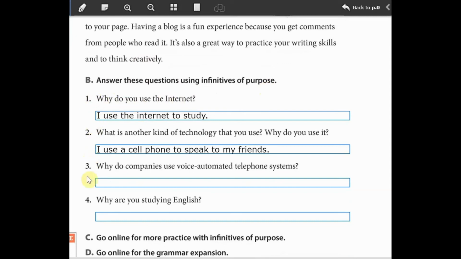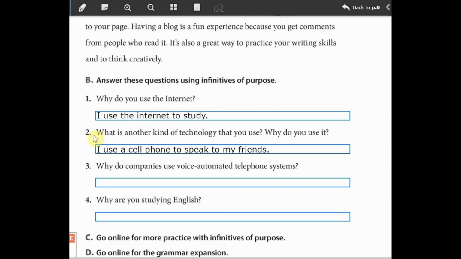1, 2, 3, 4. We have to answer these questions using infinitives of purpose. So number 1 and number 2 have been done for you. Number 1 reads, why do you use the internet? It's a question, so we need an answer, and that answer has to be an infinitive of purpose. So we wrote, I use the internet to study. To study is an infinitive of purpose because it answers the question why I use the internet.